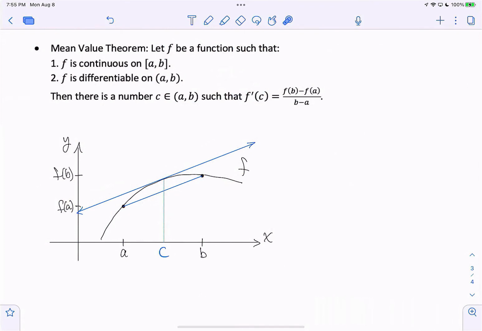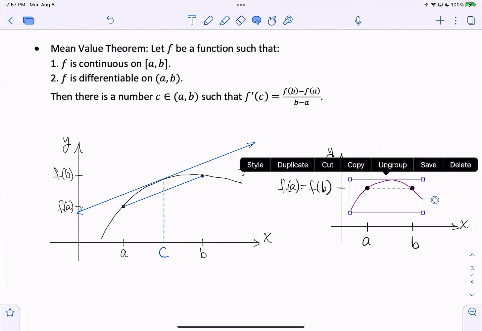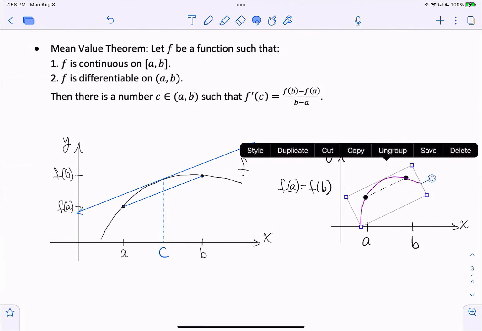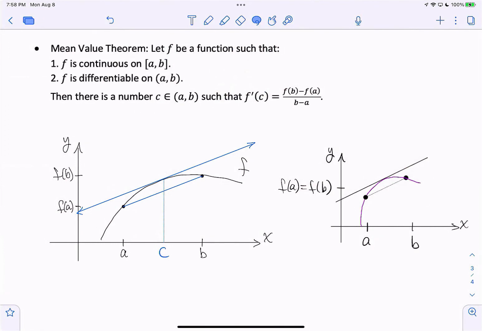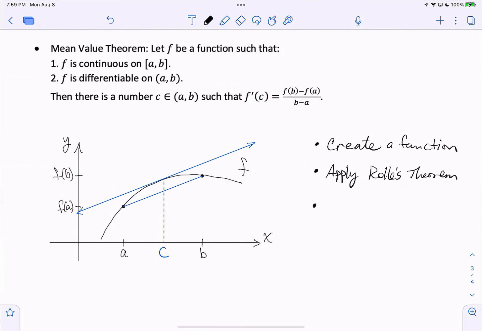This is kind of like somebody took our picture from Rolle's theorem, tilted it, and added a tangent line to it. All right, let's get rid of that. Our basic path here is that we're going to create a function, apply Rolle's theorem in such a way that'll lead us to the conclusion of the mean value theorem.